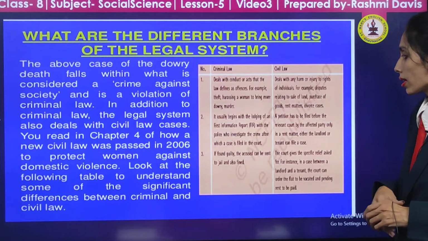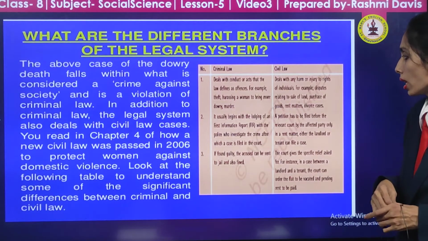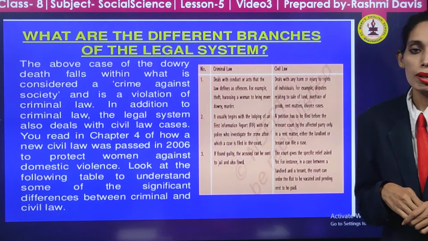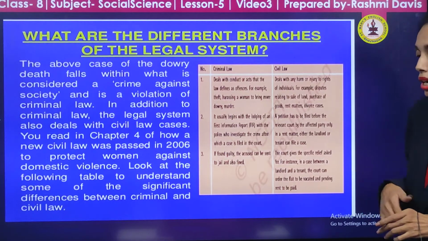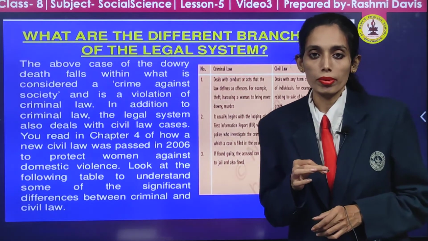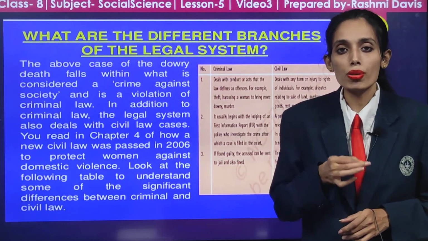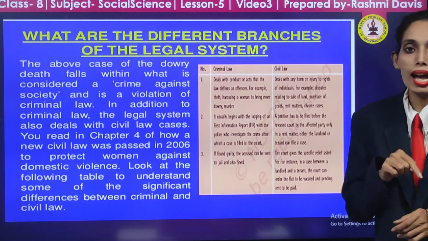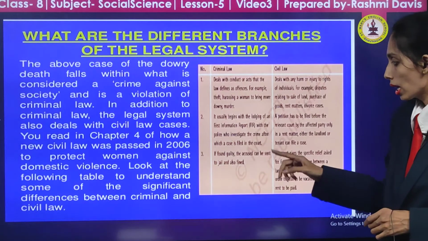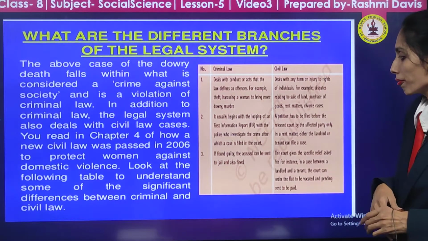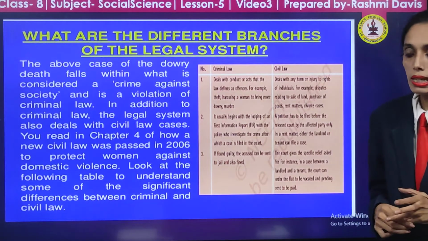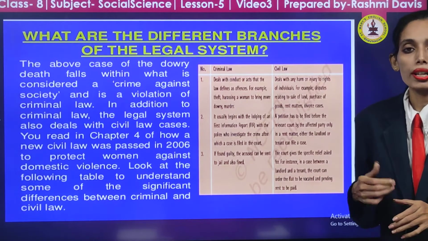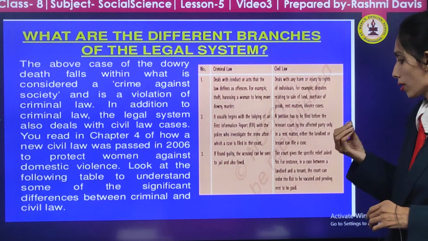In the second, that is civil law, a petition has to be filed before the court. Here the person who is the victim, he or she, has to file the case. So in this there is a change: the victim has to go and file the case. In the third point, in criminal law, if they are found guilty, they are put into jail or have to pay a penalty fine.